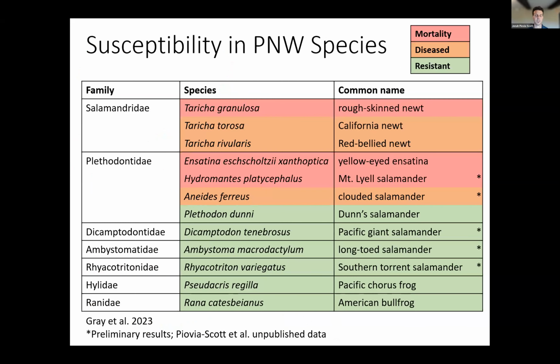That includes a number of species that are native to the Pacific Northwest. I'm just giving you a rundown of the Pacific Northwest species here. Again, you can see that these two families, newts, which are the Salamandridae, and Plethodontidae, the lungless salamanders, are where most of the susceptible species are. We've assessed a bunch of different families and found that they were not infectable in the lab in our studies. But clearly, there are specific species in this region that we are worried about.